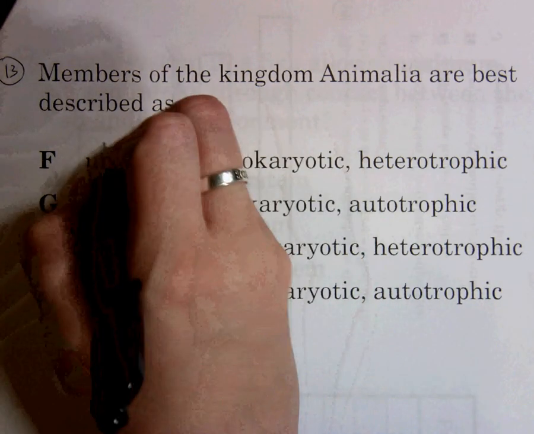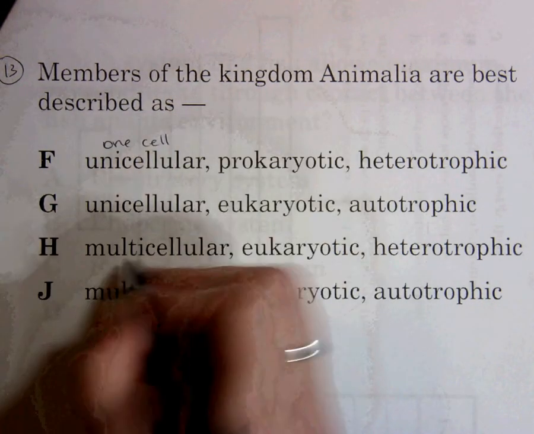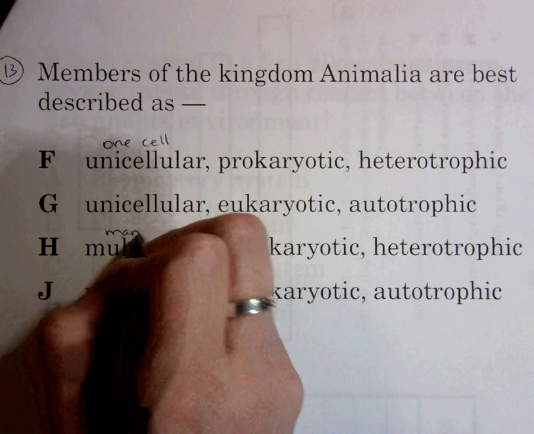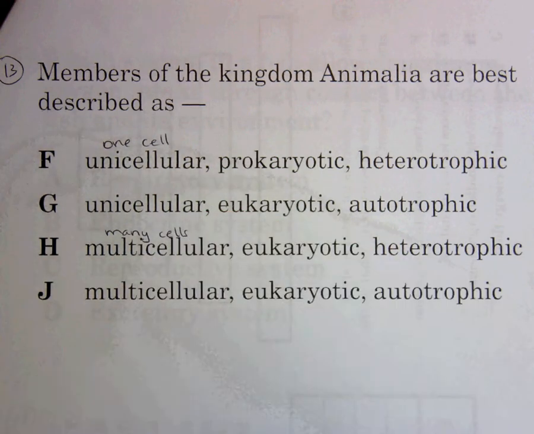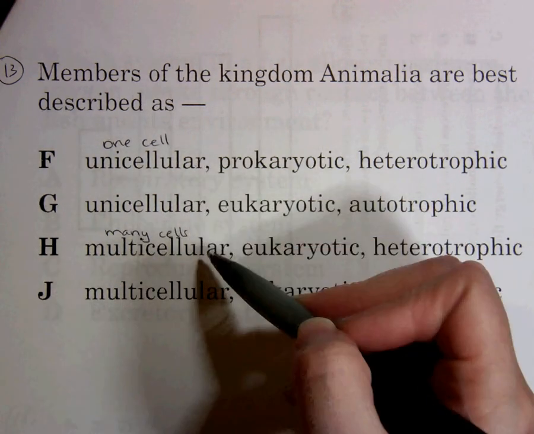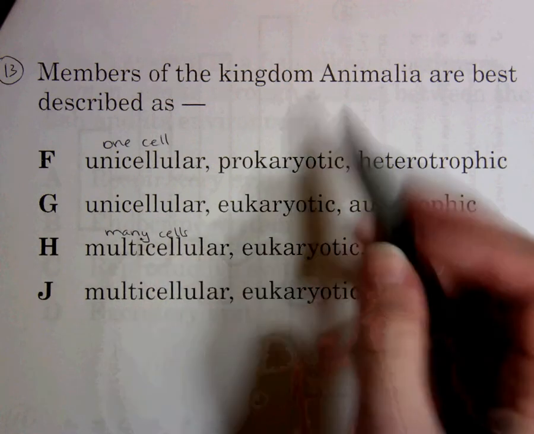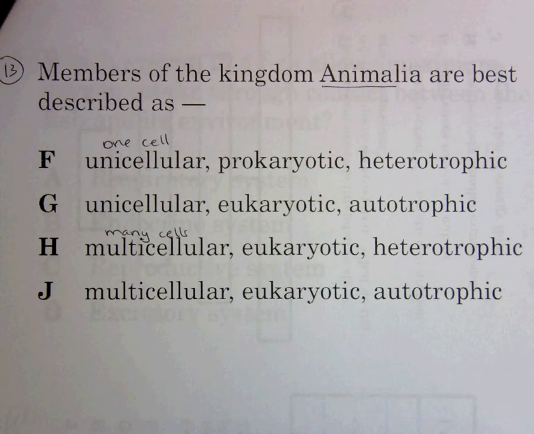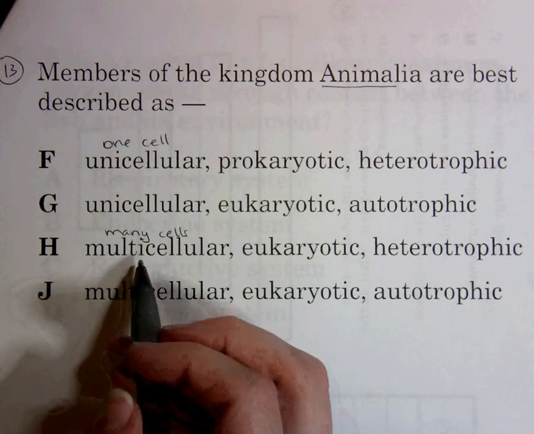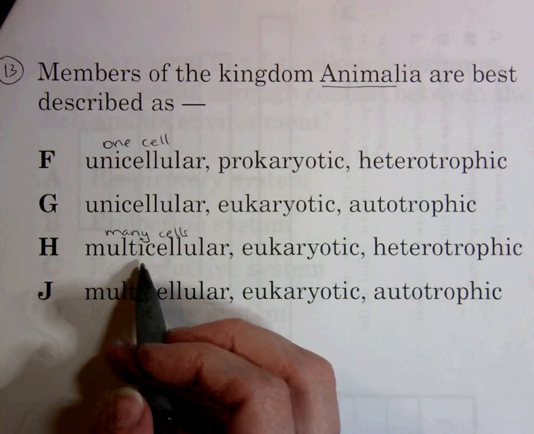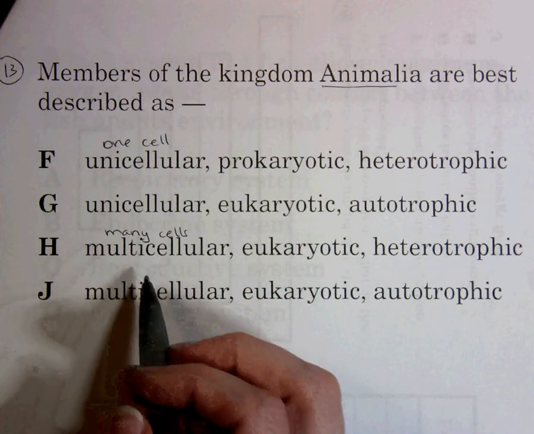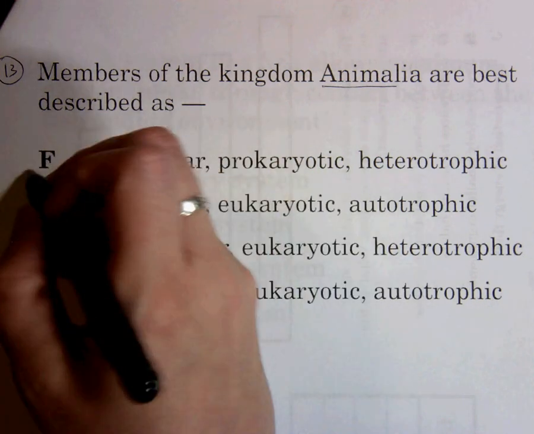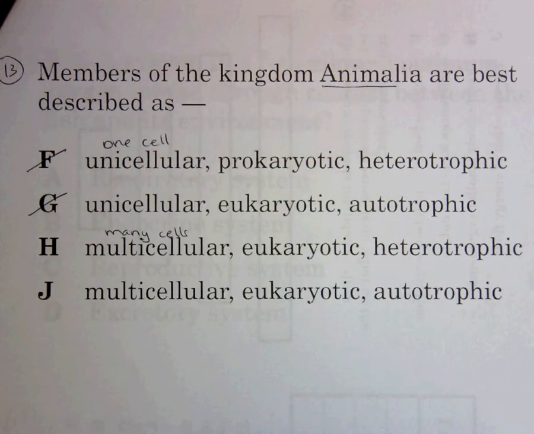Unicellular means one cell. Multicellular means many cells. So we have two that say unicellular and two that say multicellular. Well, first of all, Animalia, those are animals. So I think to myself, okay, are animals one cell or multi-celled organisms? Well, animals have lots of cells. Okay, we are animals. We're made of lots and lots and lots of cells. So I'm going to get rid of these one-celled options.